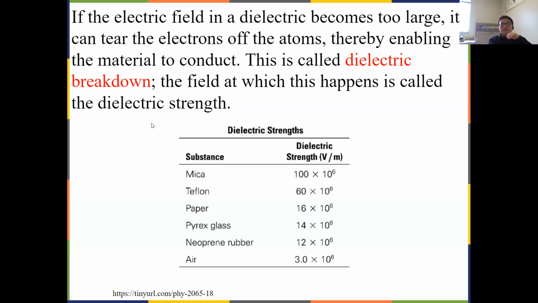So insulators are not always insulating. If you apply a very large voltage across it, then you might be able to break it down and make it conductive. So for different materials, the strength of the field needed is different. So mica is 100 million volts per meter. Air is 3 million volts per meter. Okay, so just keep that in mind. This is called dielectric breakdown.